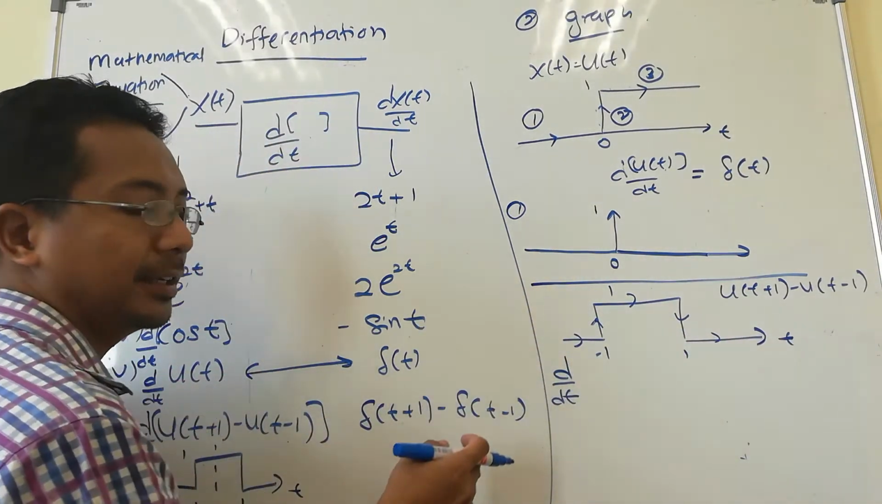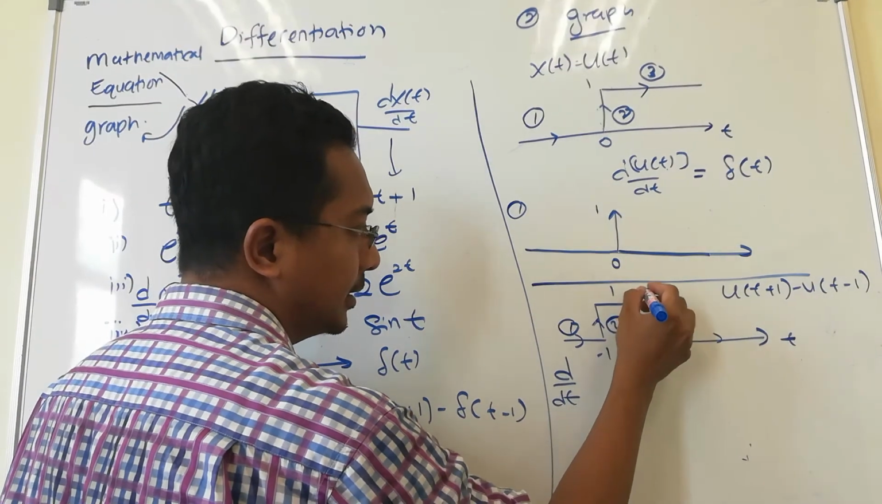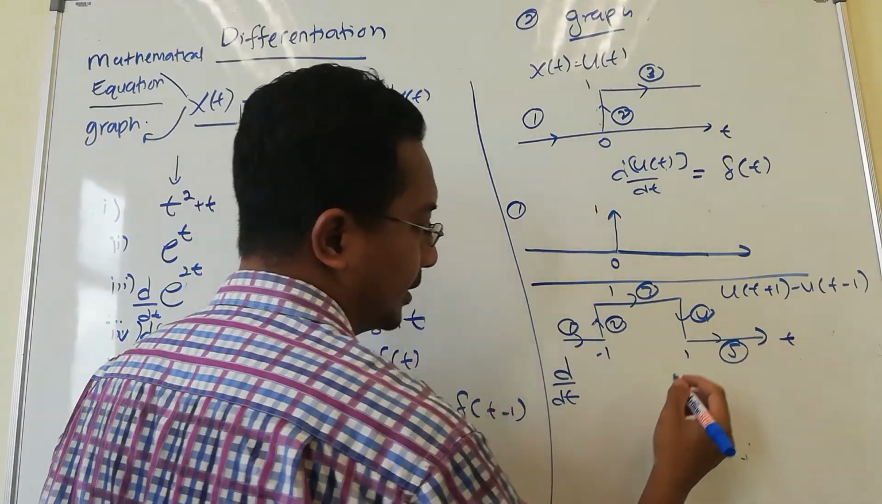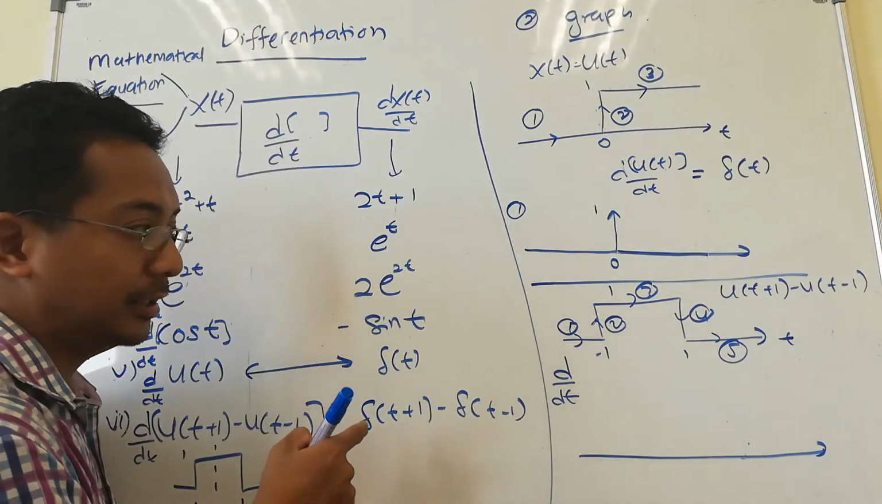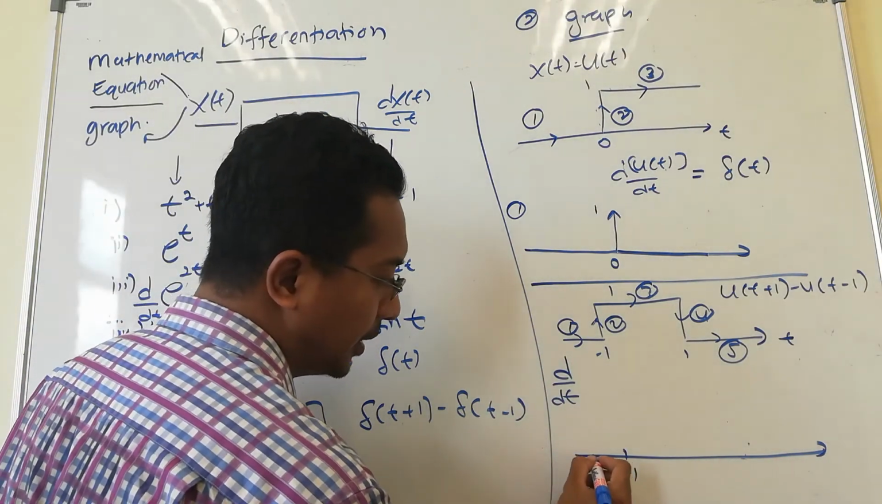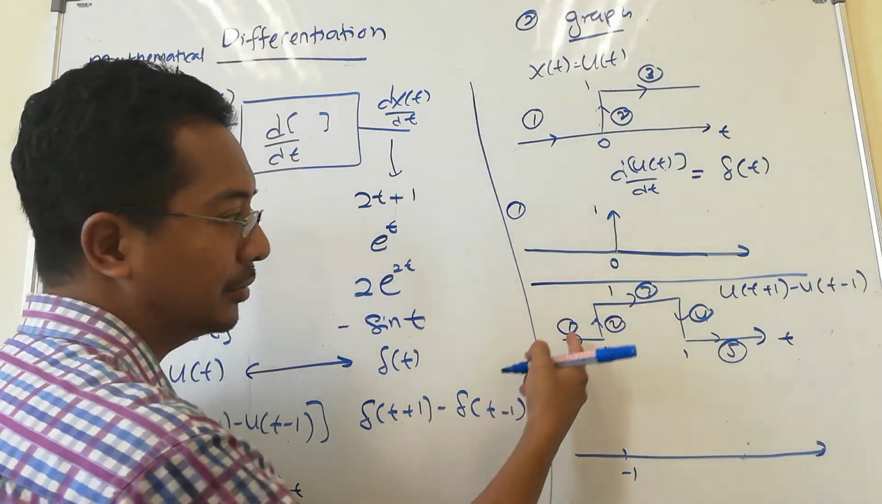Remember, for the first section, differentiation of 0, of course you will get 0. Differentiation of the transition, this one, you will get an impulse function because it increases by 1, so the amplitude will become 1. Differentiation of 1 is 0.